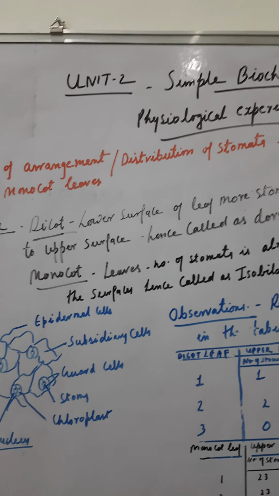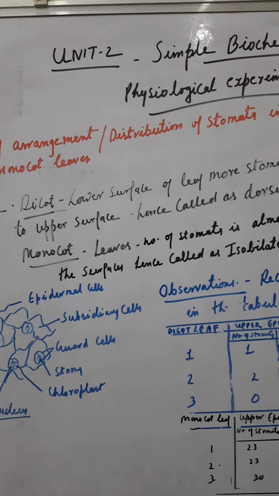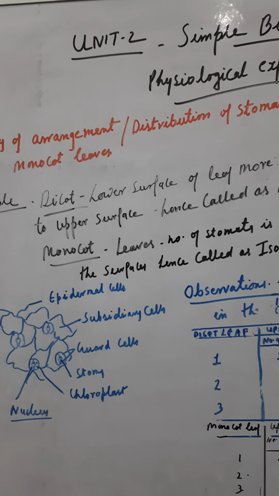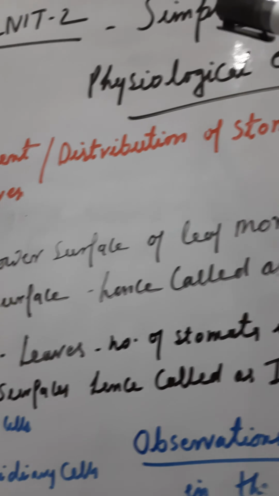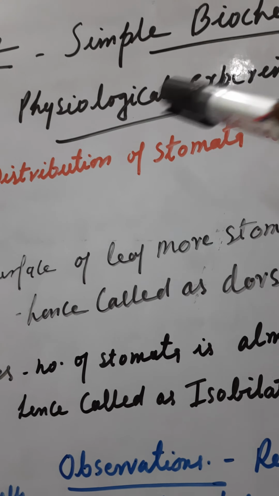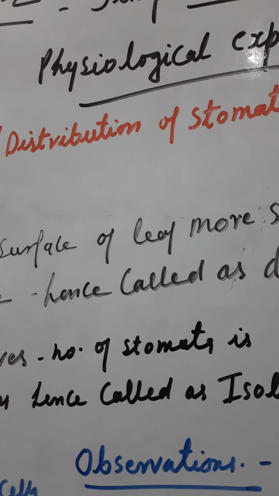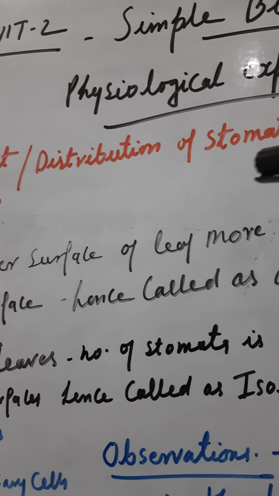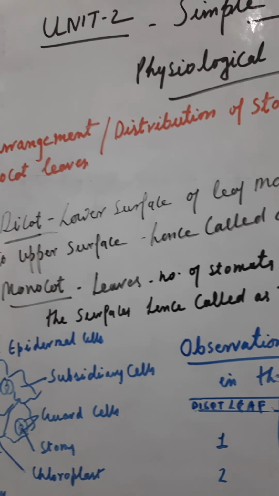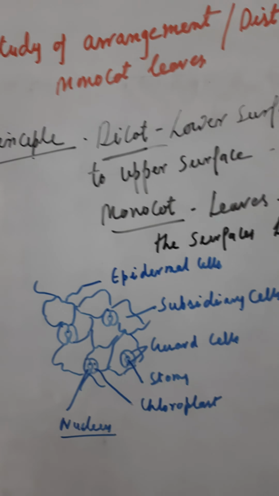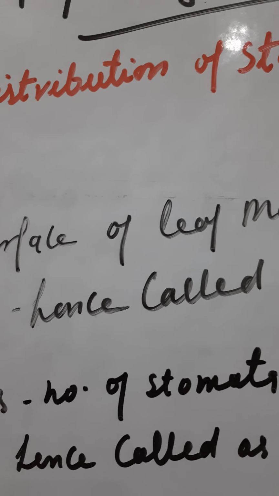Good morning, dear students. These are your practical periods, and today we are going to start unit 2, that is the simple biochemical and physiological experiments. In your book, it is given as the first one: to study the arrangement and distribution of stomata in dicot and monocot leaf.